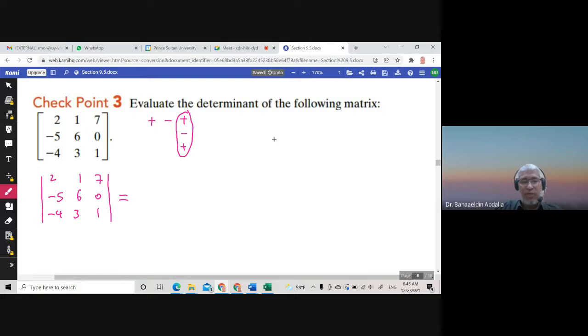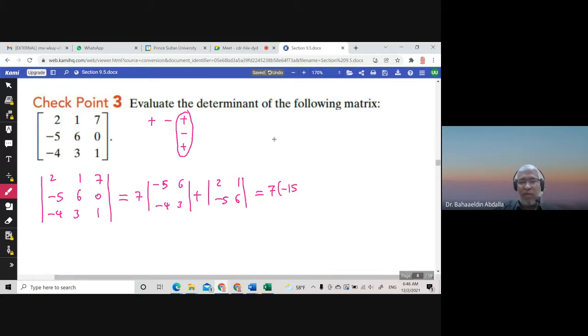Okay, so equals 7. I start by 7 times the minor of 7. What is the minor of 7? Delete the row and the column. I have negative 5, 6, negative 4, and 3. 0, there is no need to put 0 because 0 times anything is 0. 1, the sign is plus, so it's plus 1. I'm not going to write 1 times delete the row and the column. So I still have 2, 1, negative 5, and 6. And you continue. So 7 times, what is the determinant of this?